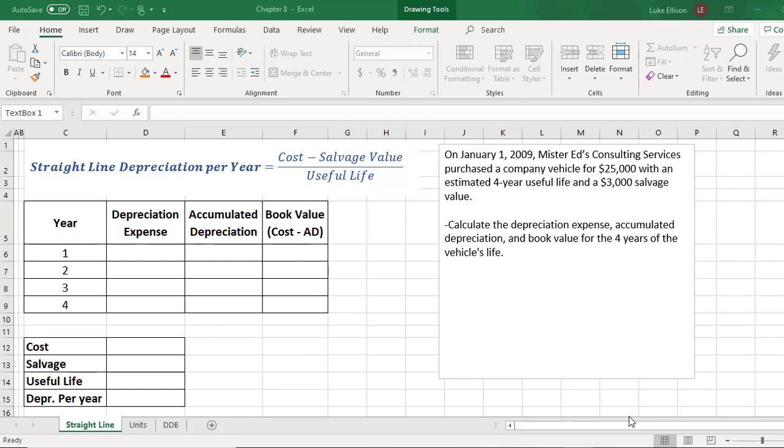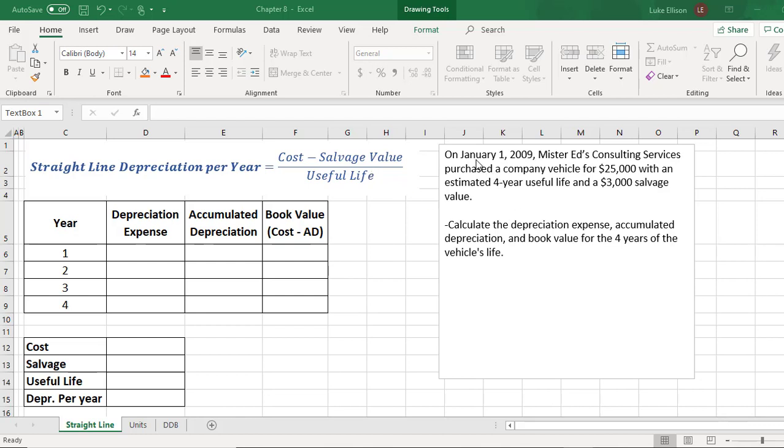And the way you calculate the straight line depreciation expense per year is first you take the cost of your asset, then you subtract the salvage value, which is the amount of money you think you can sell the asset for at the end of its life, and you divide that by the useful life, which is the number of years or months that you believe you can use the asset for.